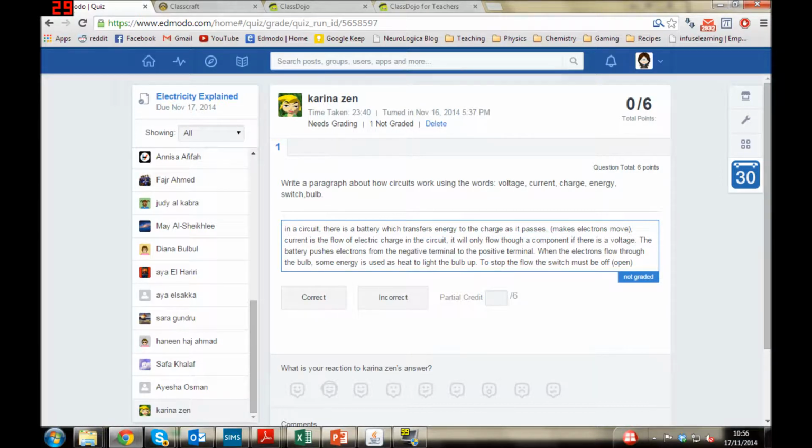Current is the flow of electric charge in the circuit. It only flows through a component if there is a voltage. Yeah, that's true. The voltage is the energy, and if they don't have any energy, they won't move. The battery pushes electrons from the negative terminal to the positive terminal. Yeah, correct. When the electrons flow through the bulb, some energy is used as heat to light the bulb up.